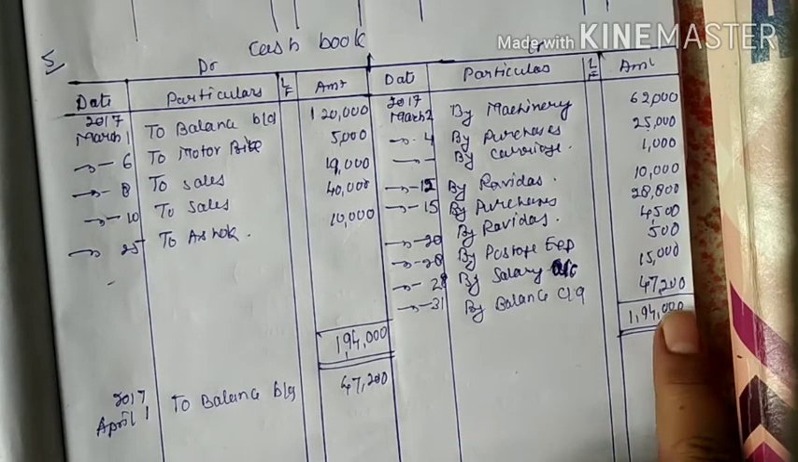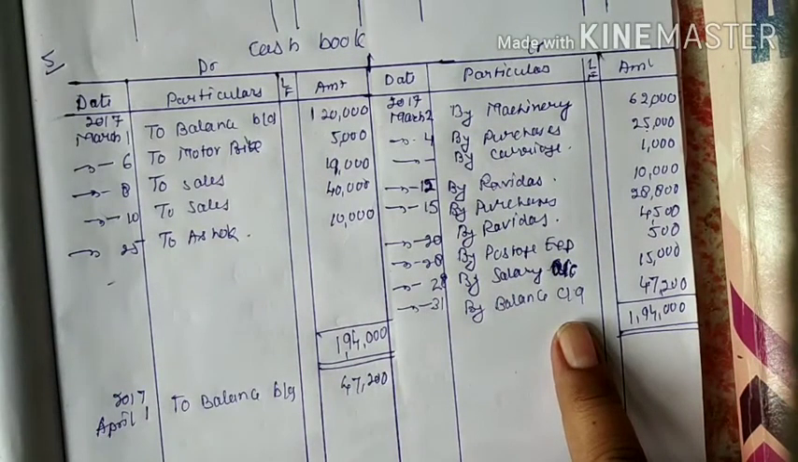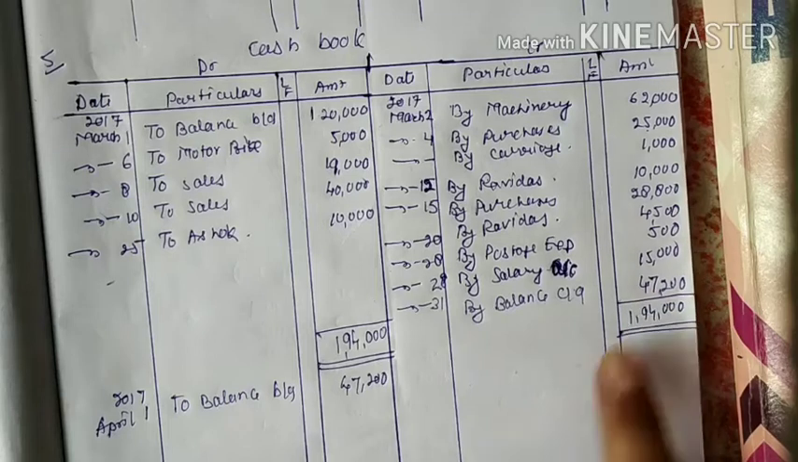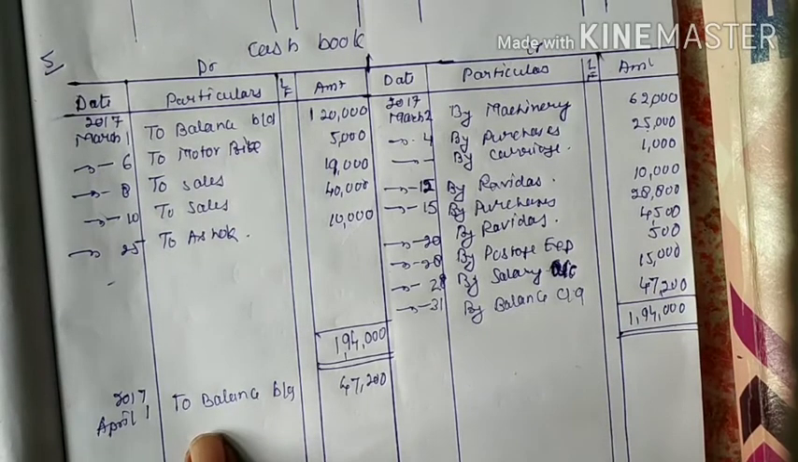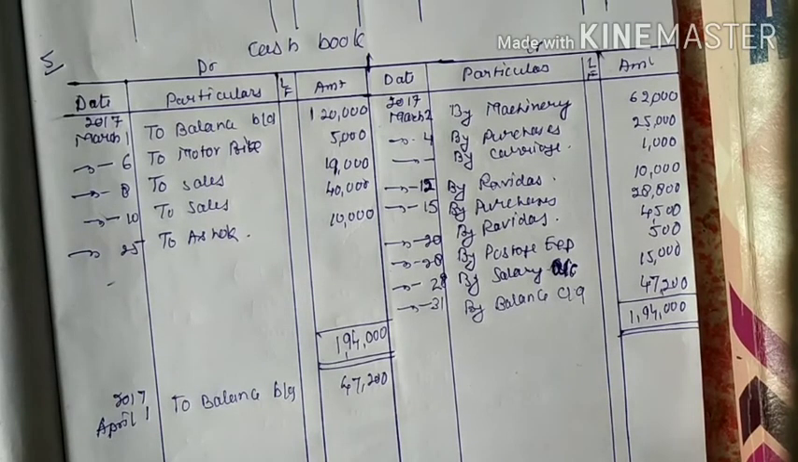So this is the cash close at the end of the month. In the beginning of the next month we will take it again on the debit side and then enter the transactions. This way this cash book is maintained.